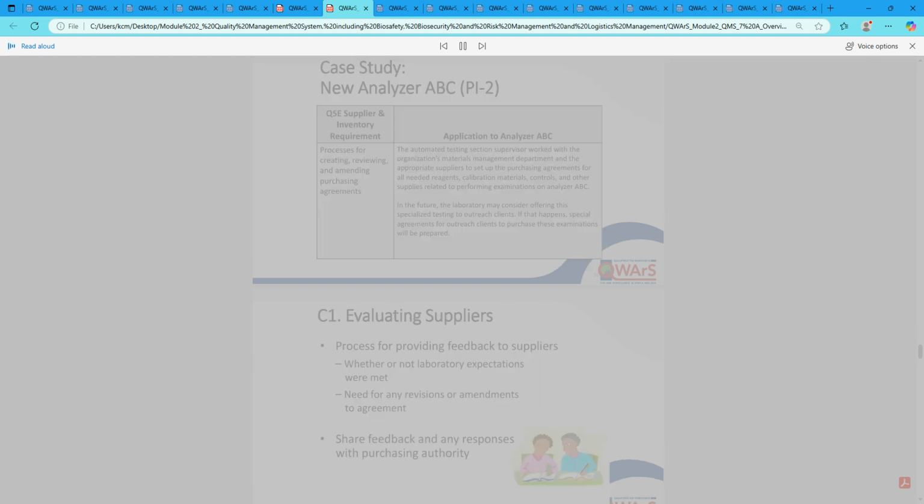Case study, new analyzer ABC PI2. QC supplier and inventory requirement application to analyzer ABC: processes for creating, reviewing, and amending purchasing agreements. The automated testing section supervisor worked with the organization's materials management department and the appropriate suppliers to set up the purchasing agreements for all needed reagents, calibration materials, controls, and other supplies related to performing examinations on analyzer ABC.